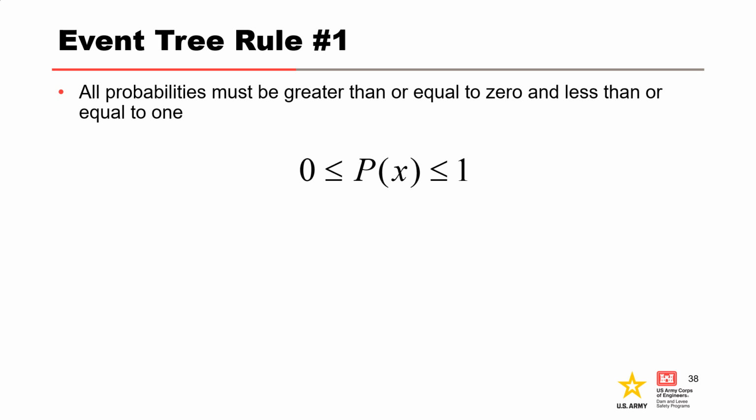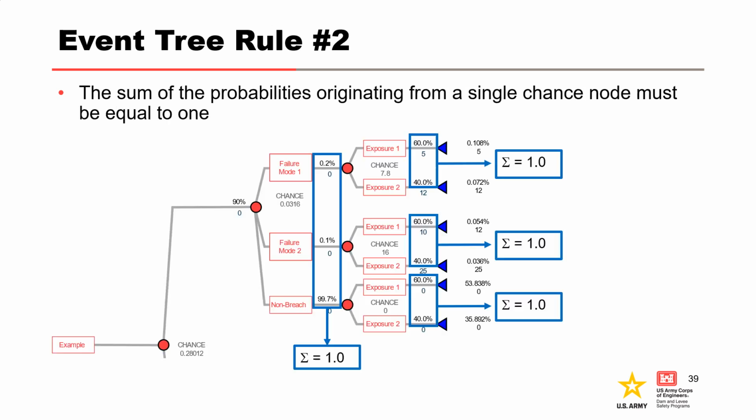Next, we have some rules. Event tree rule number 1 is pretty basic. All probabilities must be greater than or equal to 0 and less than or equal to 1. Event tree rule number 2. The sum of the probabilities originating from a single chance node must be equal to 1.